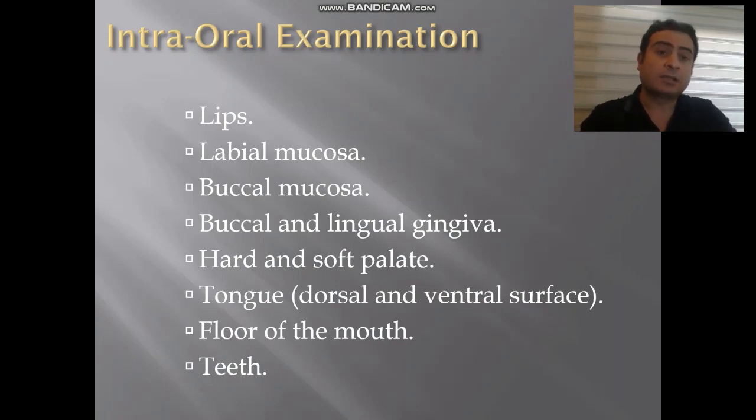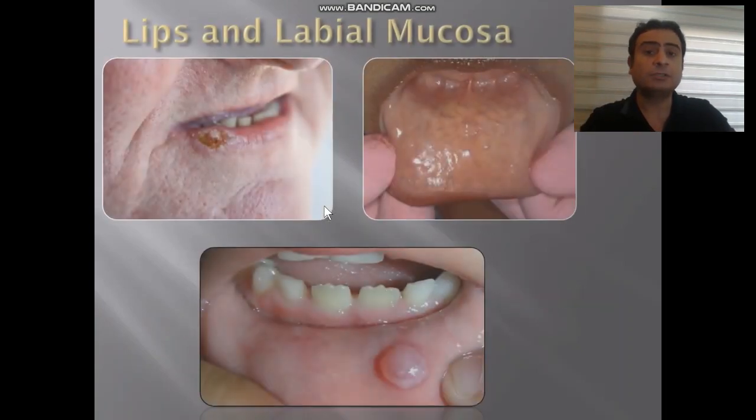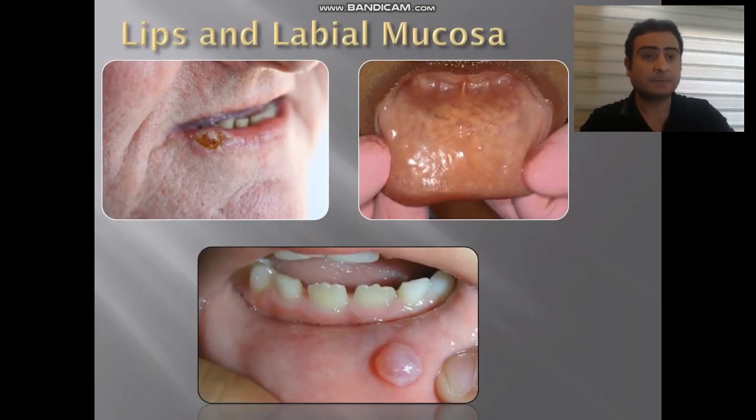Never take your mirror and start examining your dentition first. You need to examine the soft tissue before we move to examine the teeth. Soft tissue and then the hard tissue. So you need to be systematic in your examination. The first part we would examine is the lips and the labial mucosa.